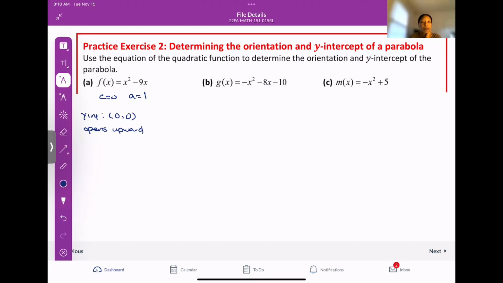Okay, for part B, we have negative x squared minus 8x minus 10. That negative in front of the x squared tells us a is equal to negative 1. Our c value here is negative 10. So that means that the y-intercept is 0 comma negative 10. And since a is negative, our parabola opens downward.